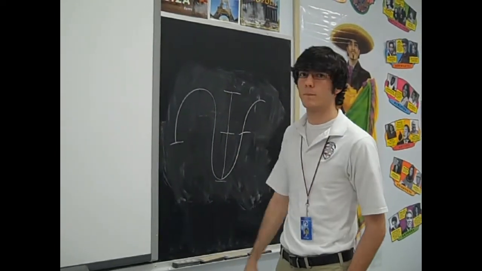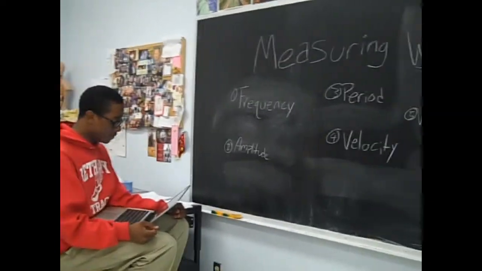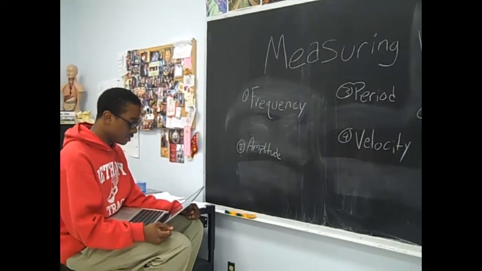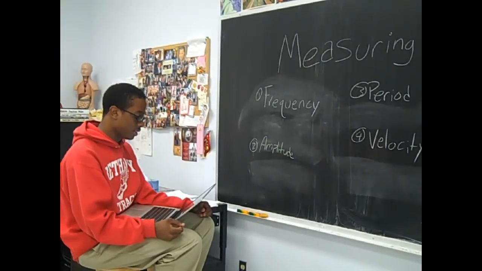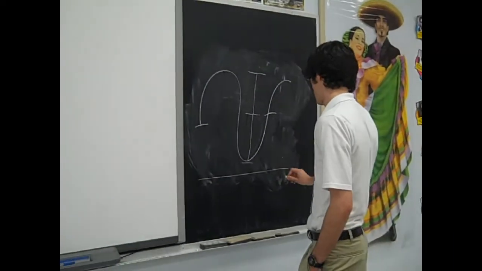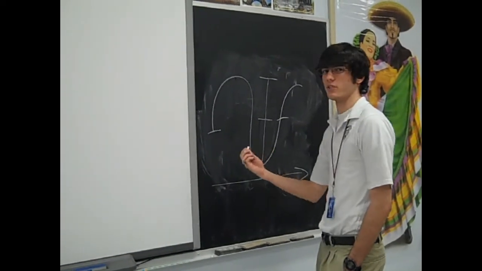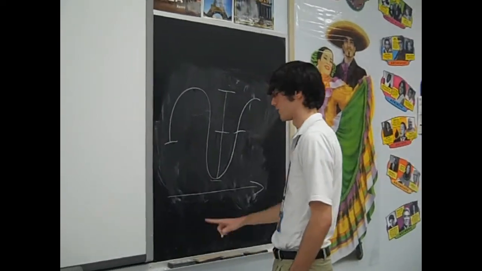Period. Velocity is the distance or the wavelength over the time. It's also how fast it goes, basically how fast it's going that way, like the arrow says.